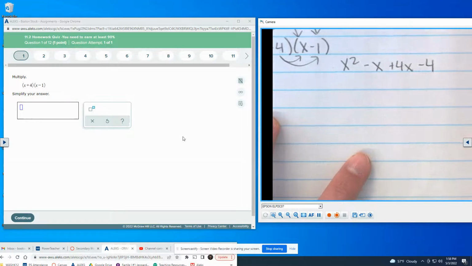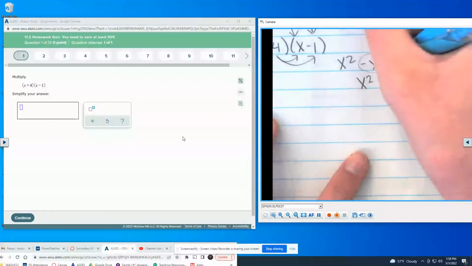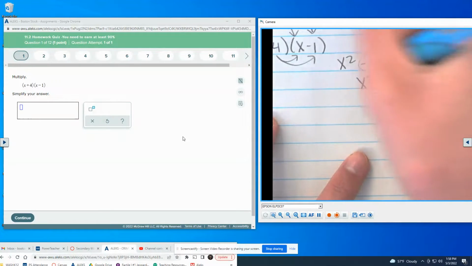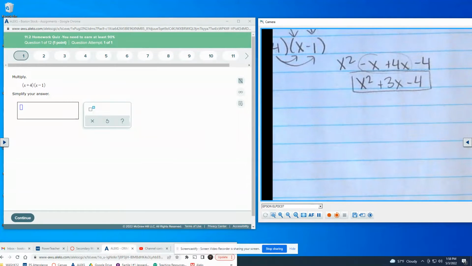Okay. From here, I'm just going to combine like terms. So I have x squared. These two match, so they can combine together. Remember, I'm not changing anything with the powers. I'm just combining like terms. So negative 1 plus 4, I end up with 3x, and then I have minus 4. So there's my answer. That's what I would type in. So we'll type x to the second plus 3x minus 4.